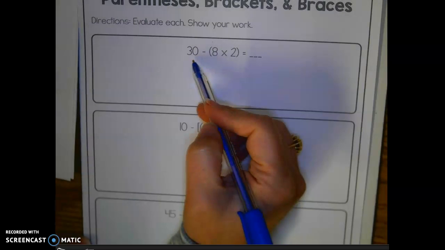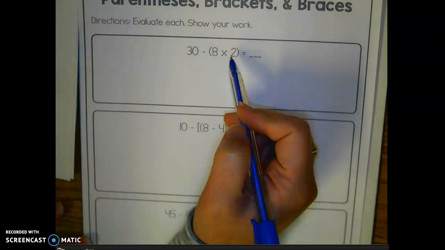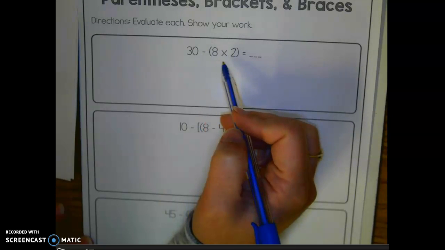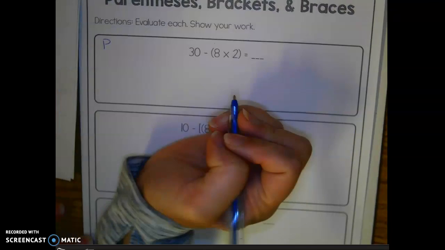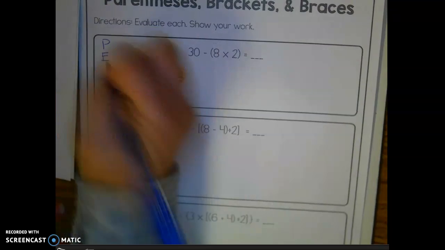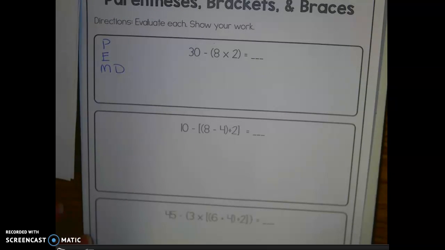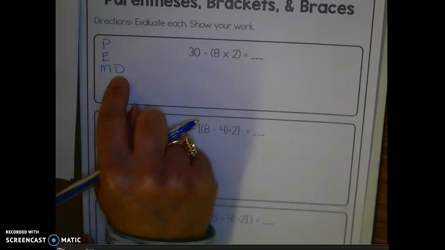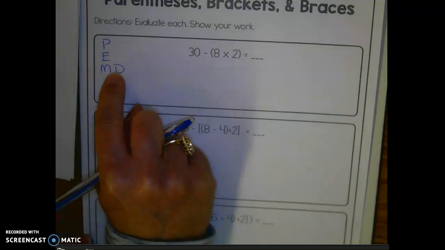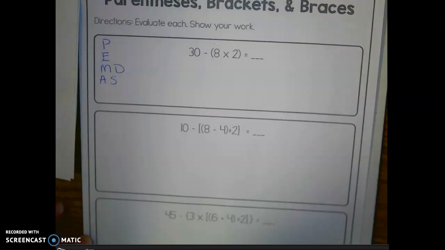First one is 30 minus 8 times 2 in parentheses. Well, what I always want you to do first is when you see that we're going to be solving an expression, I want you to write out our steps. So we start with parentheses, exponents, multiplication and division are in the same step. So I like to put them next to each other so we remember that neither one is more powerful than the other. The way we tell which one to do first is which one comes first from left to right, okay? And then after that is addition and subtraction.